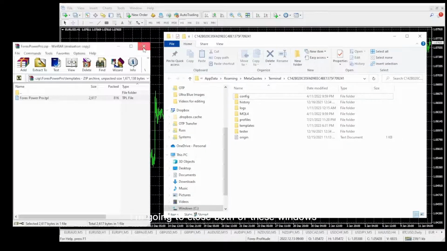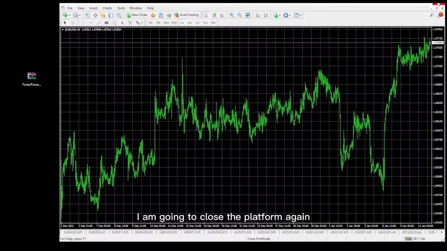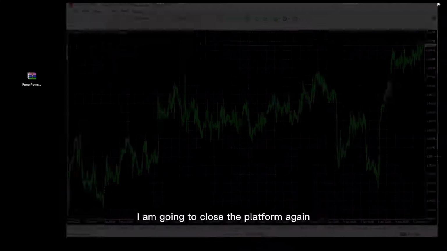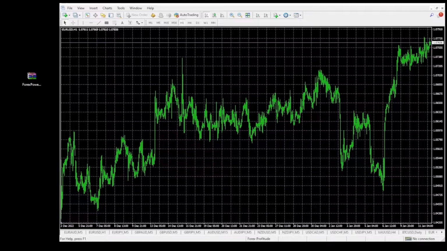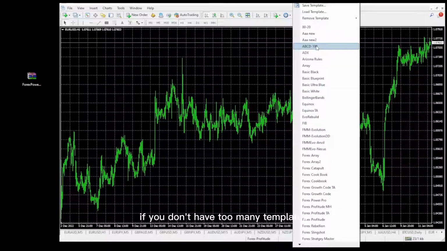And with that, I'm going to close both of these windows. I am going to close the platform again and now reopen the platform. And with that platform reopened, the same process applies. I'm going to hit templates. If you don't have too many templates, it'll be in this list.